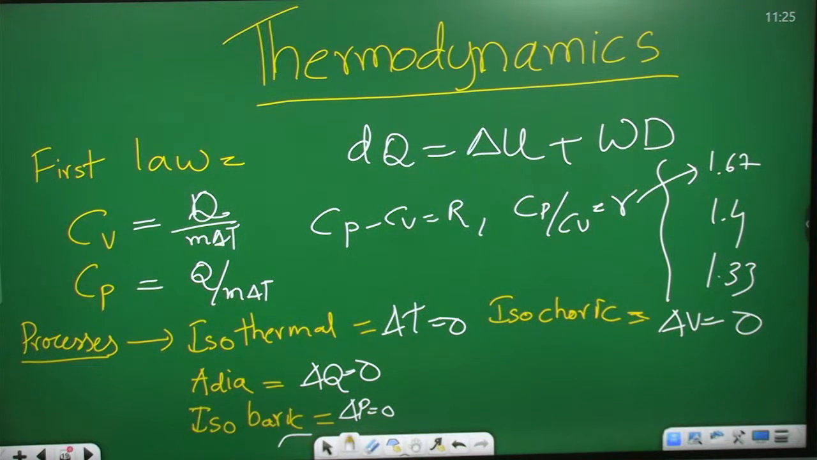Okay, people watching on public live, try to comment. Okay, work done is going to be delta V, correct, Mr. Ramkishore? Okay, Rakshita, U is equal to Q plus W. Sorry, you are wrong. Please check.